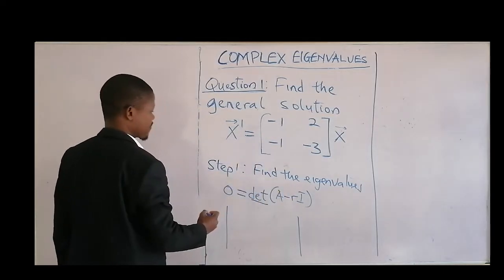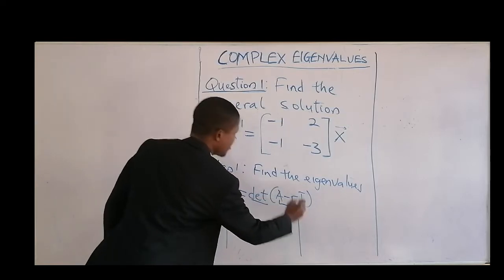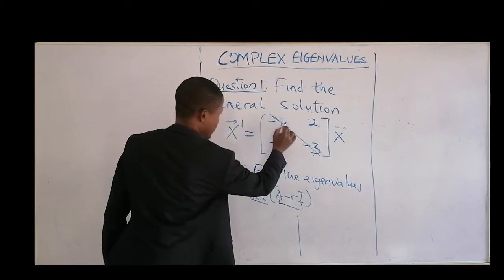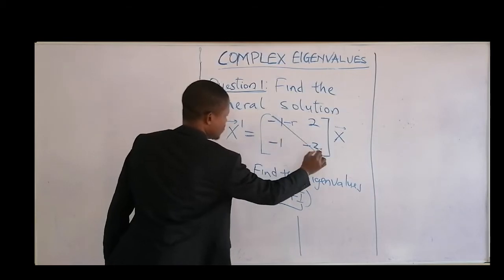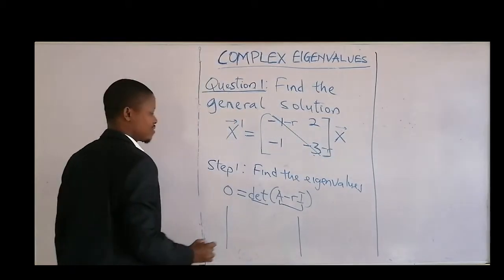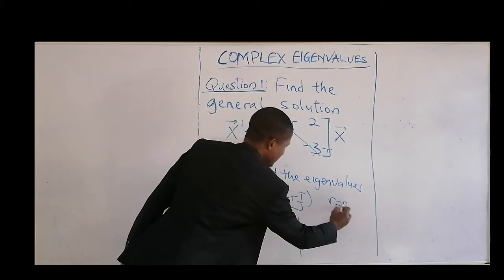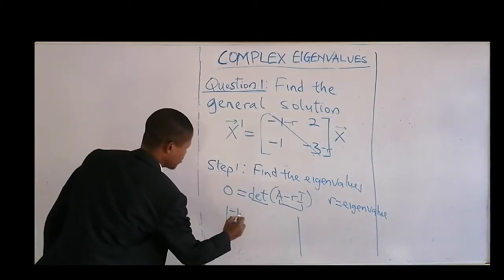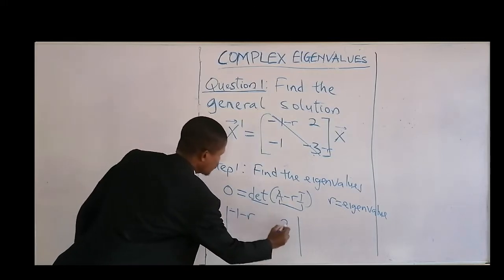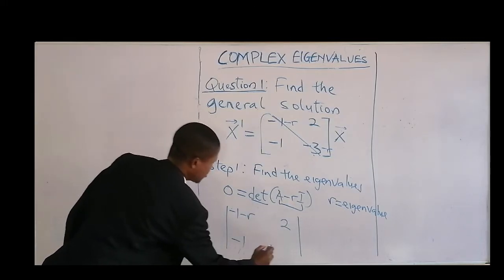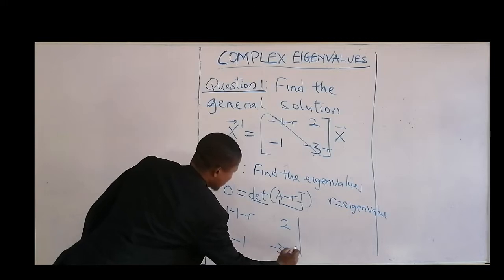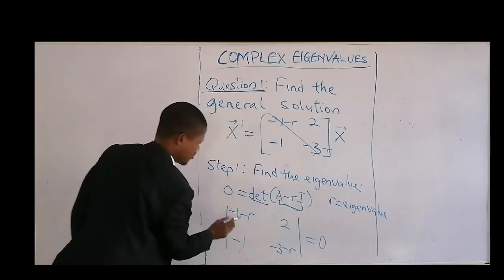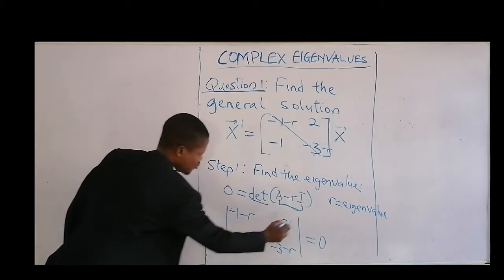So this expression here, this is the leading diagonal. So, the leading diagonal minus what? Minus R. My R is what? It is the eigenvalue. And this will be minus 1 minus R, 2, minus 1, and then minus 3 minus R, equal to 0. So this expression is the content inside these two lines.